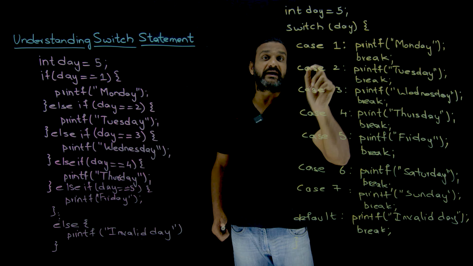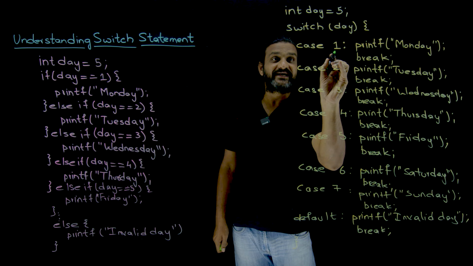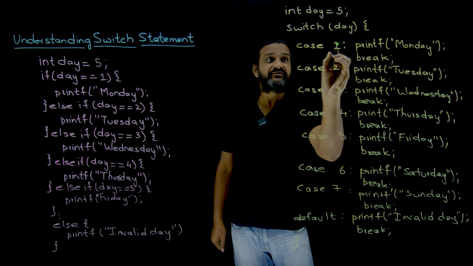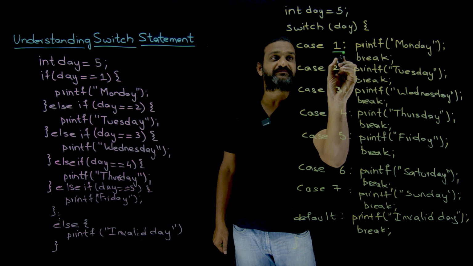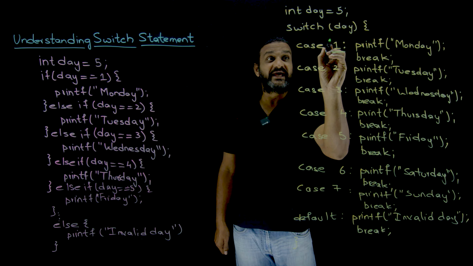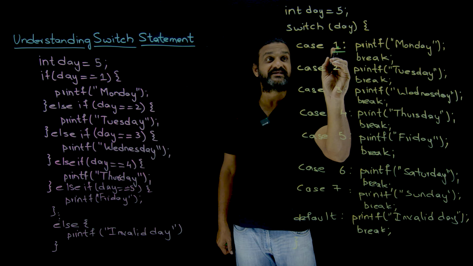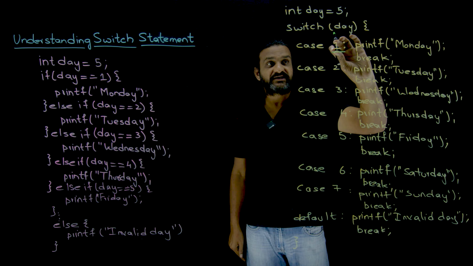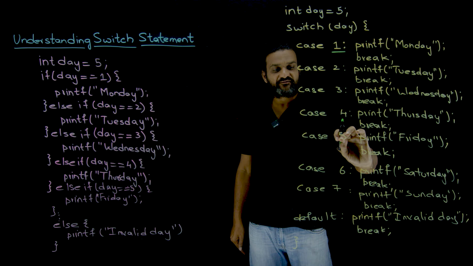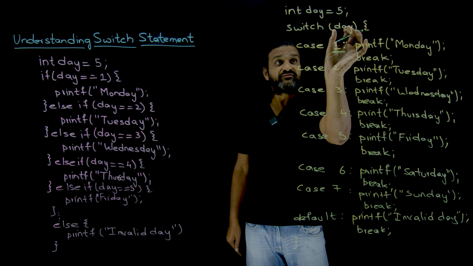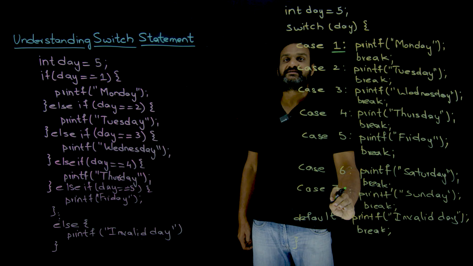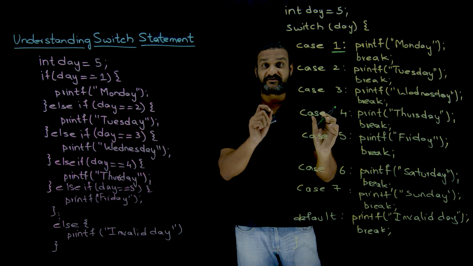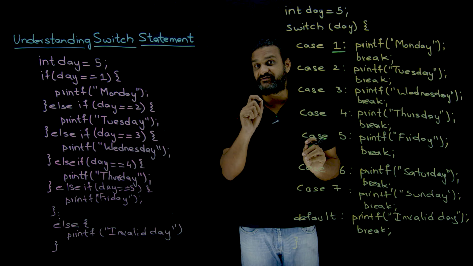Now, this day will be compared with the constants of these cases. In the switch case, for every case, we are provided with these constant expressions. So this is where the case labels come into existence. The labels here are 1, 2, 3, 4, 5, 6, 7. If the value of the day is equal to any of these cases, directly jump there and execute it. So it is way better in comparison with if-else-if, right?